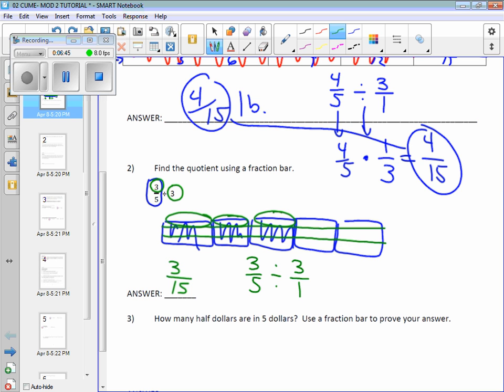That's my original expression. I'm going to keep 3/5 as 3/5, but I'm going to change my division to multiplication. And once again, I'm going to take 3/1 and flip it upside down to 1/3. Numerator times numerator is 3. Denominator times denominator, 5 times 3 is 15. And it checks out.